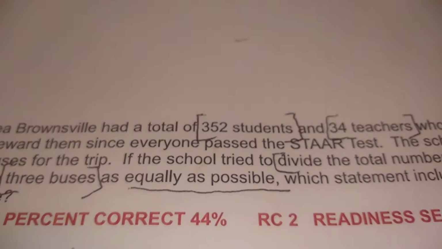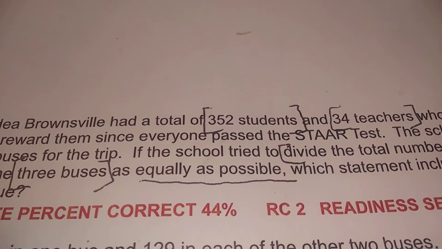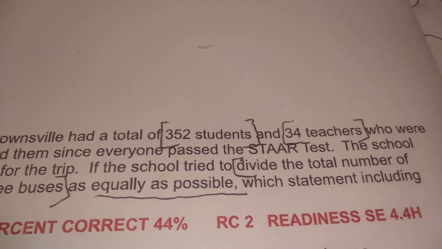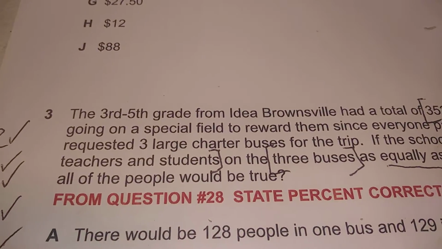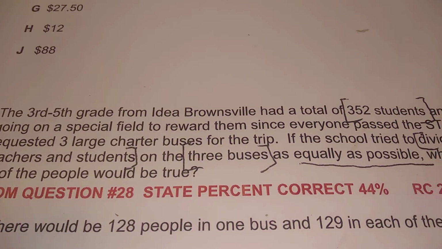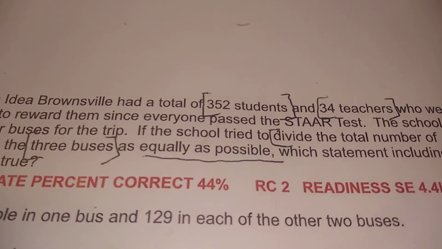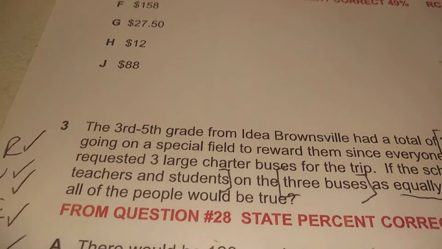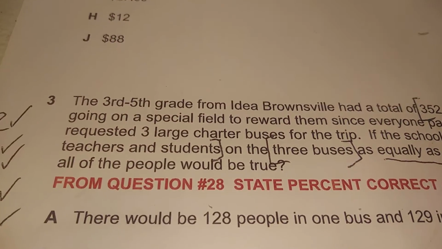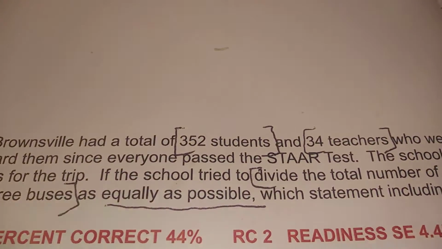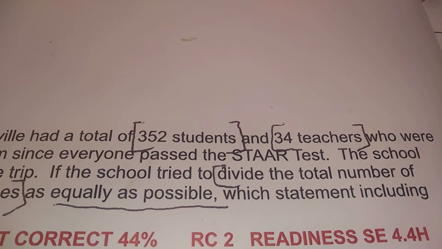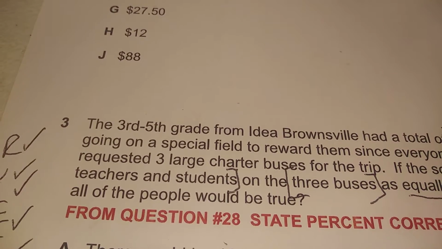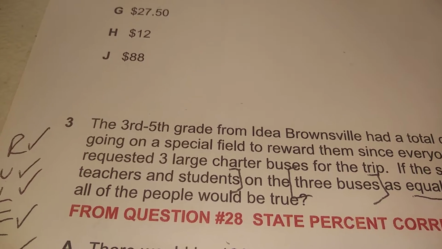Alright, so we're going to start with a question which happens to be where the word if is there. If the school tried to divide the total number of teachers and students on 3 buses as equally as possible, which statement, including all of the people, would be true? Okay, so the keywords that we bracketed, we labeled: to divide the total number of teachers and students. That means they want to include everybody on this problem.